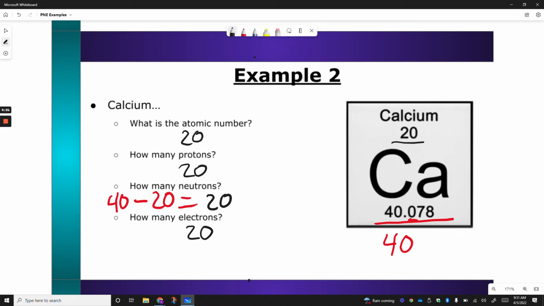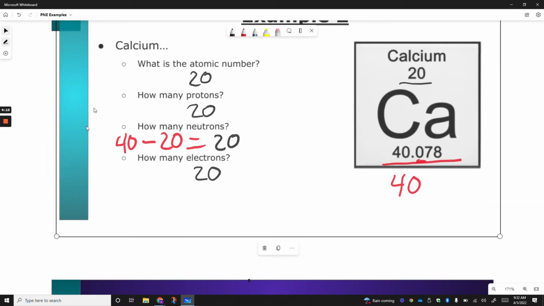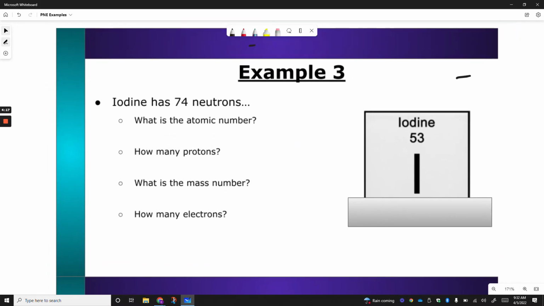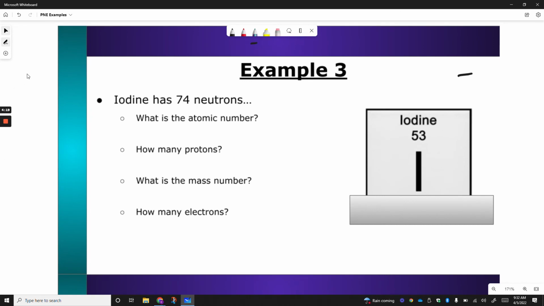Not always will these numbers all be the same. So for some of the smaller elements, they will. But once we get further in the periodic table, they won't be the same. All right, so let's go on to example number 3. This one's going to be a tad bit different.